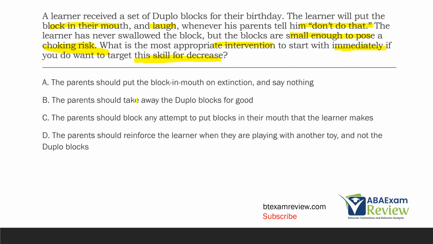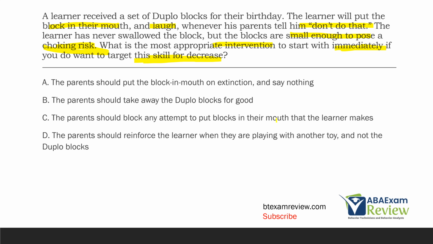B, sure, solves the problem temporarily, but we don't want to take away the blocks for good because eventually we do need to teach them to not put them in their mouth. C, the parent should block any attempt to put blocks in their mouth that the learner makes. Yes, this is where we have to start.